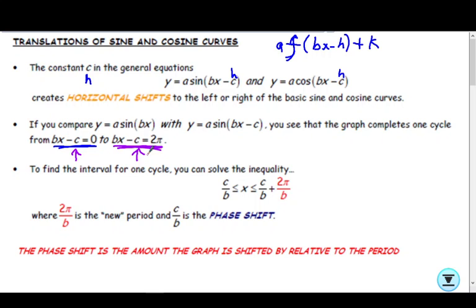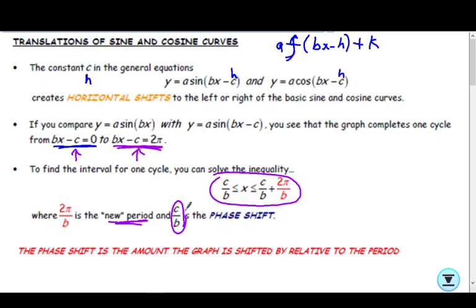Now, to find the interval for one cycle, you could always solve this equality. Okay, so this is another way of doing it, to find out that one cycle or period, where 2 pi over b is the new period and c over b is the phase shift. And we'll talk about this phase shift in just a minute, because the phase shift is the amount the graph is shifted relative to the period.